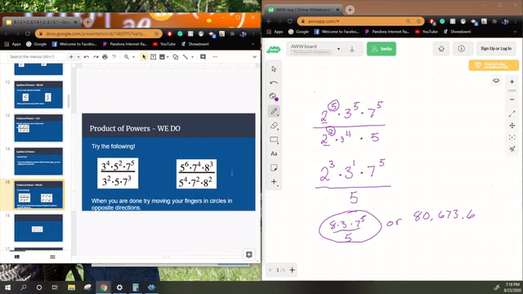Go ahead and give your shot on those two. They all have the same bases that cancel out nicely, so it shouldn't be too bad. Go ahead and pause the video, try those in your notes, and we'll double check it here in a second.